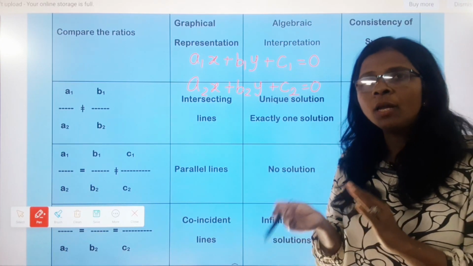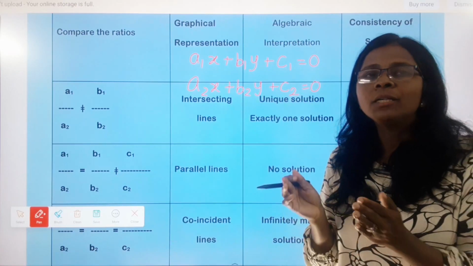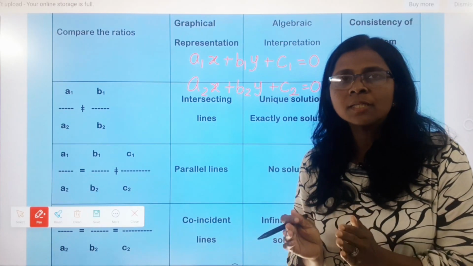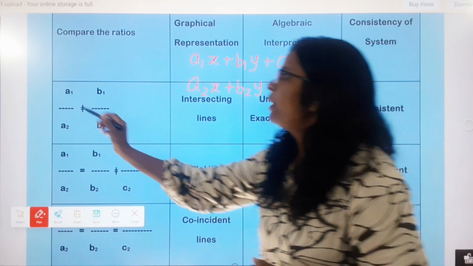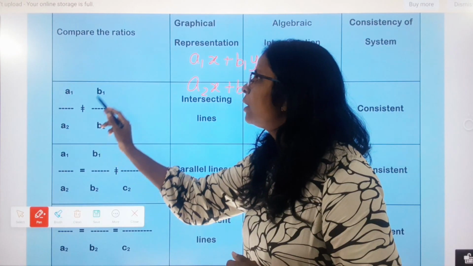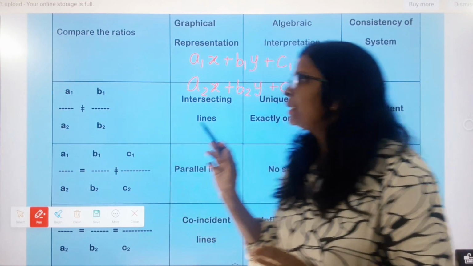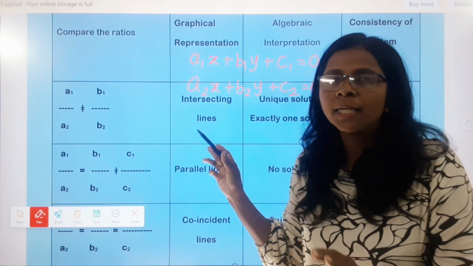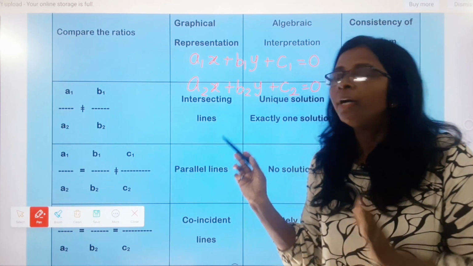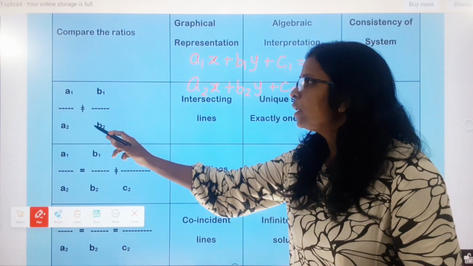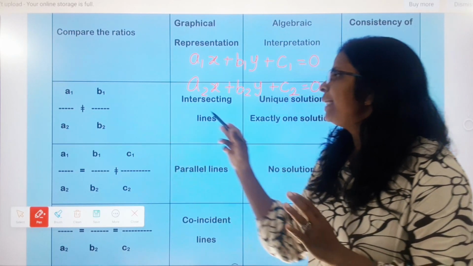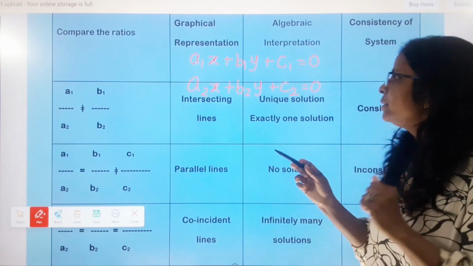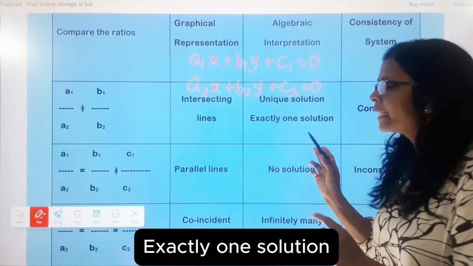Whether they are equal or not equal decides the consistency. So here the first condition is: if a1 upon a2 is not equal to b1 upon b2, then we can say that the lines are intersecting. If a1 upon a2 is not equal to b1 upon b2, then the lines are intersecting. That means we get exactly one solution.